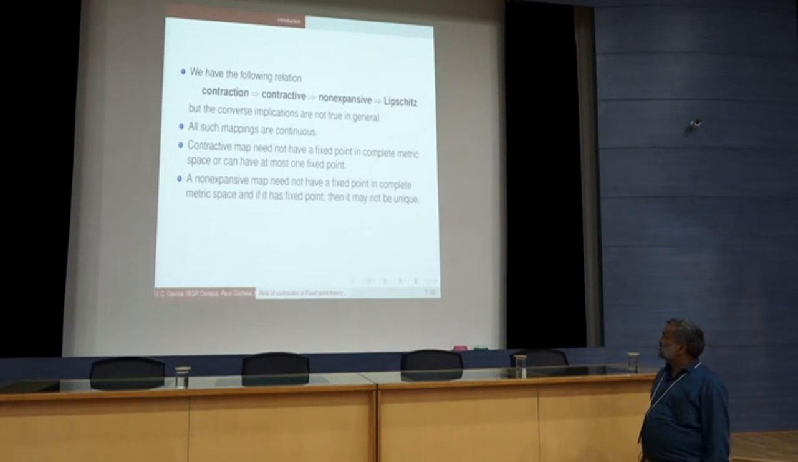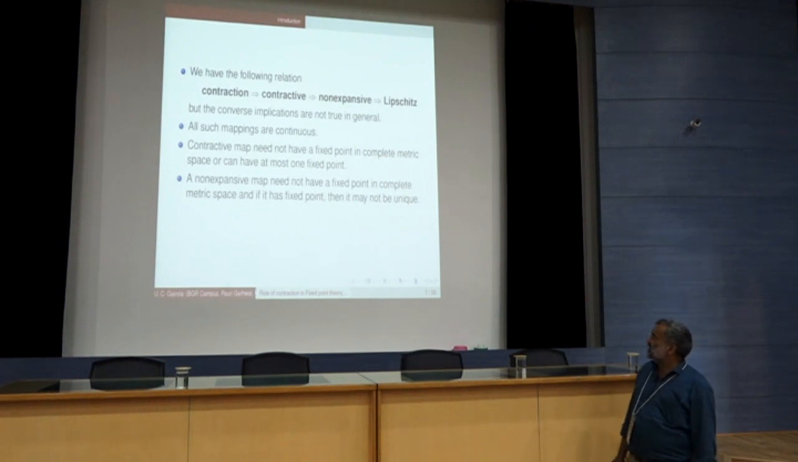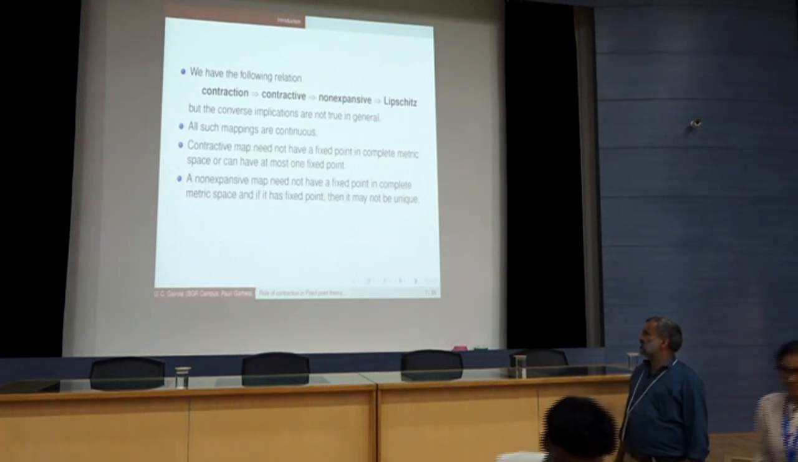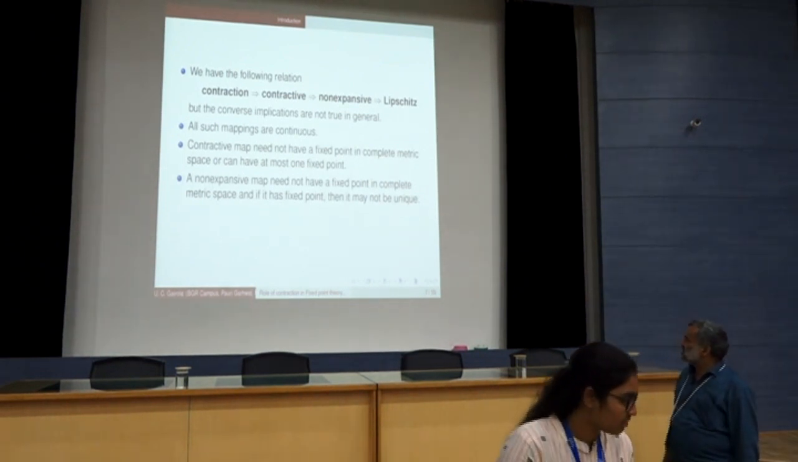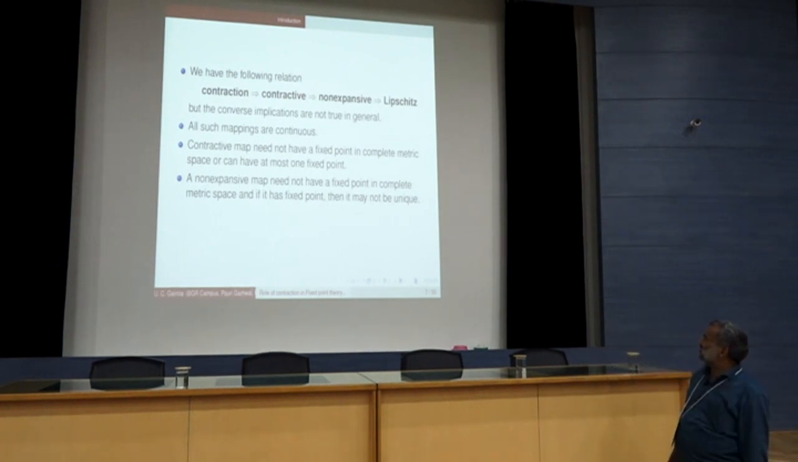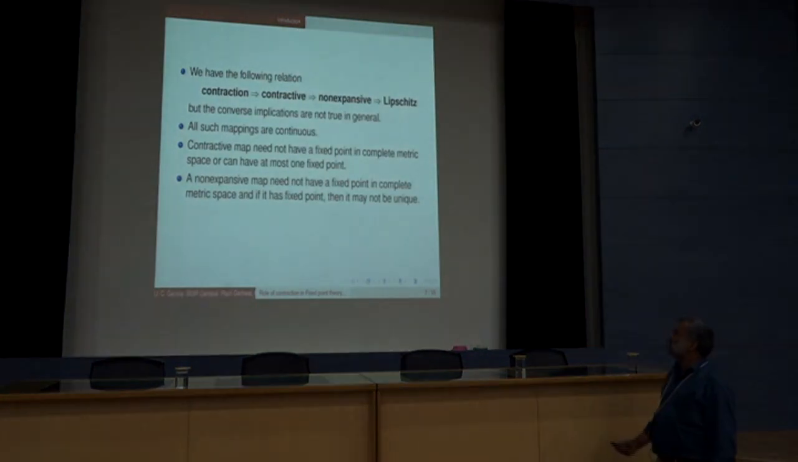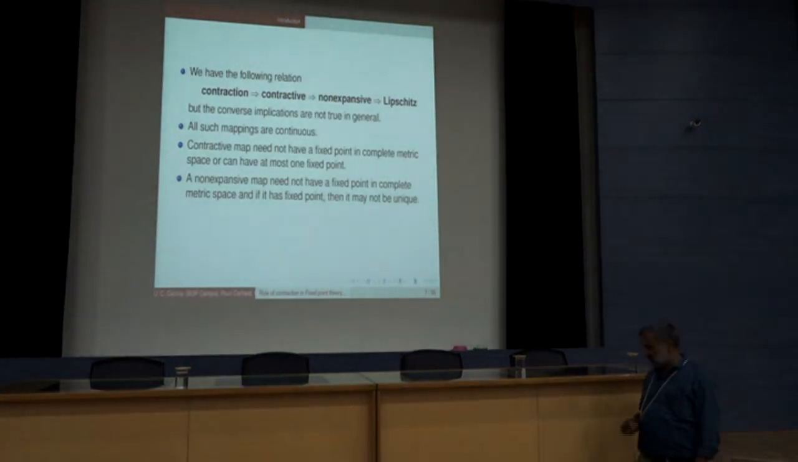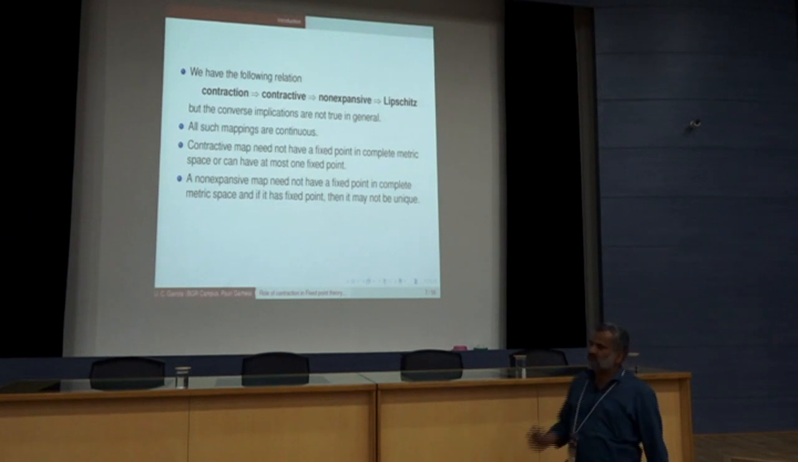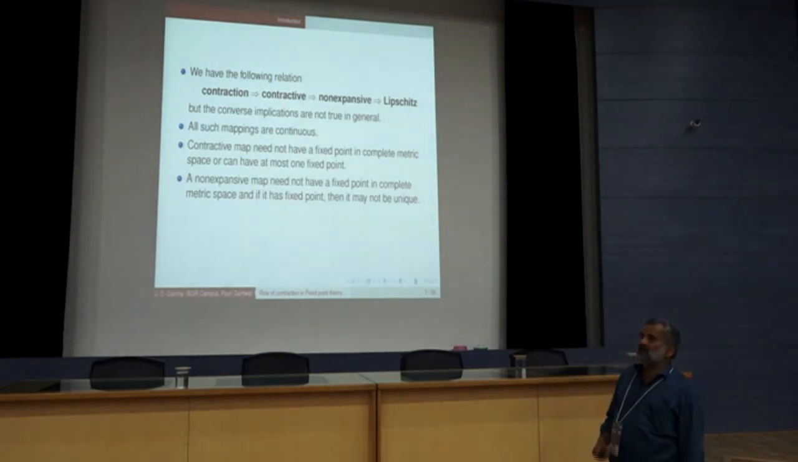and contractive maps need not have a fixed point in a complete metric space, or can have at most one fixed point. And a non-expansive map need not have a fixed point in a complete metric space, and if it has a fixed point, then it may not be unique. So these are the conditions: in certain conditions it may have a unique fixed point, and in certain conditions it may have a fixed point.